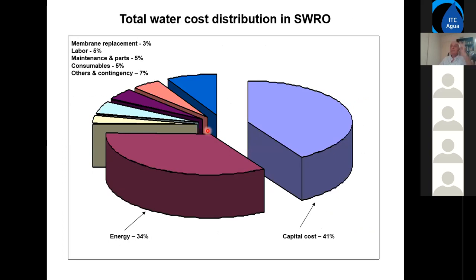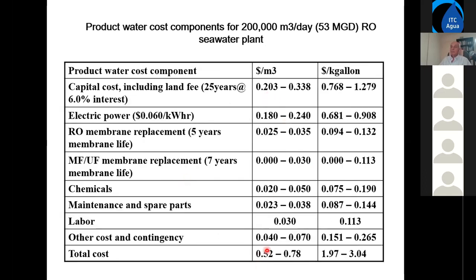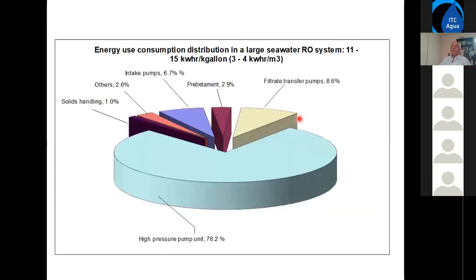Okay, in the total water cost contribution, you see the capital cost, which was 58 for brackish, is now 41. Energy becomes a significant cost, and this is the distribution of the cost. So the total cost is between 0.52 and 0.78. Again, contingency is a significant cost. Capital cost and electric power are the big contributors to the water cost. And for the power cost, the high pressure pump has 78%, so the other cost components are much lower. This is provided that your product has to be pumped a relatively short distance. The high pressure pump is the major user of electricity, when the system operates at pressure of 60 to sometimes 80 bar.